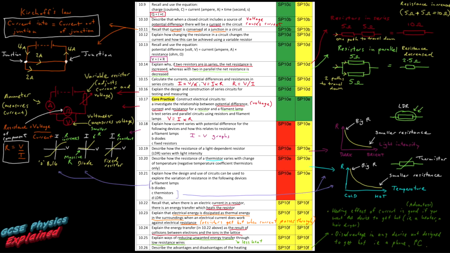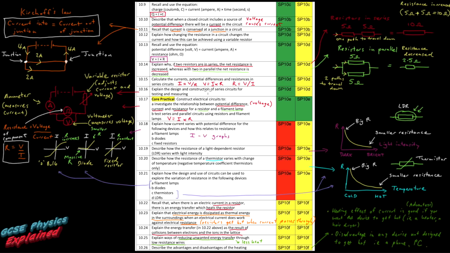Calculate the currents, potential differences and resistances in series circuits. Just using Ohm's law, we'll rearrange it. Current is voltage over resistance if you need to work out the current. If you need to work out the voltage, just do the current times the resistance. And if you need to work out the resistance, you do the voltage divided by the current.